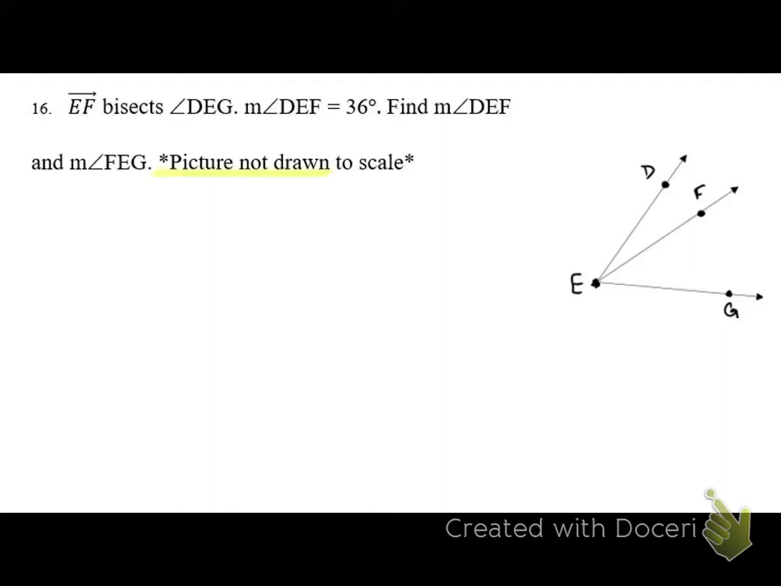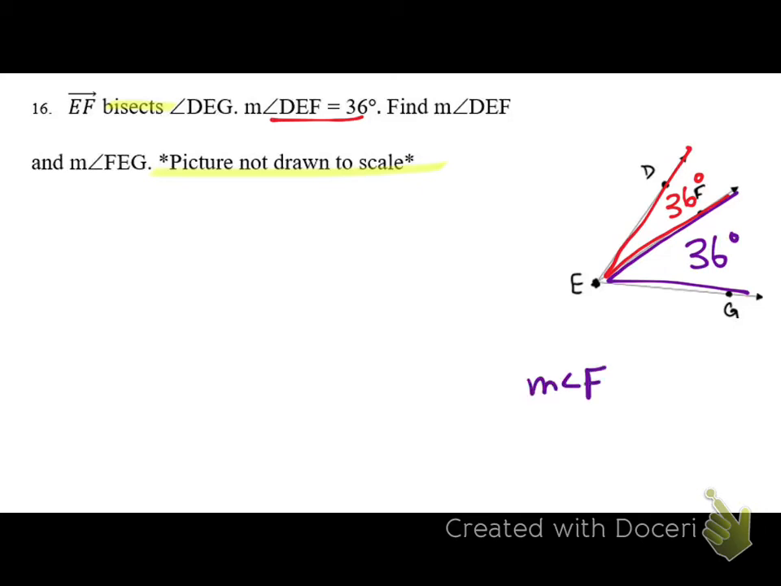This is not drawn to scale. So there's two things that are important. It's not drawn to scale, and then what's the other thing that's important to read? Bisects. So what that tells me is if DEF is 36 degrees, then what is the measure of the other angle? 36 degrees. So the measure of angle FEG is 36 degrees. And then we're going to find DEG, the measure of angle DEG.